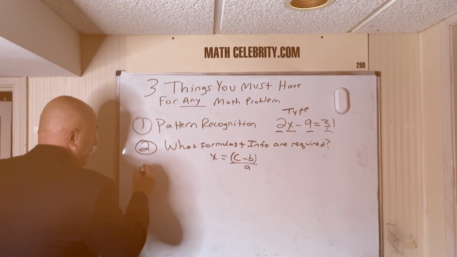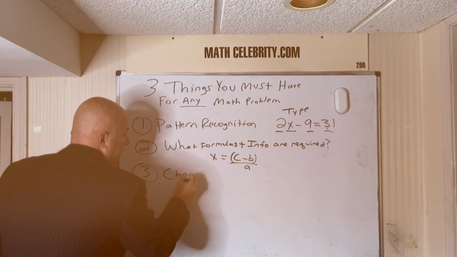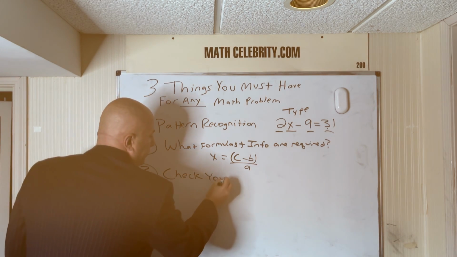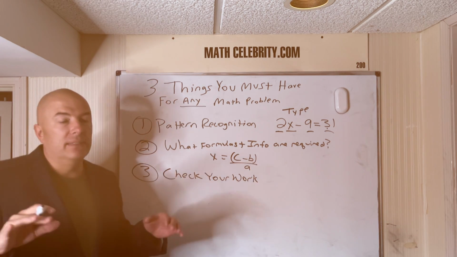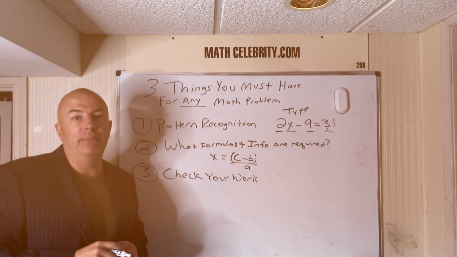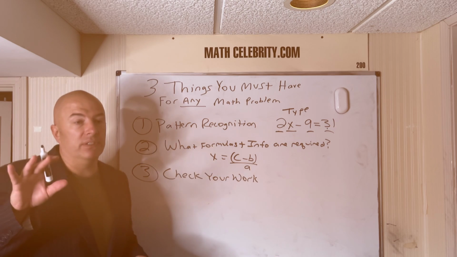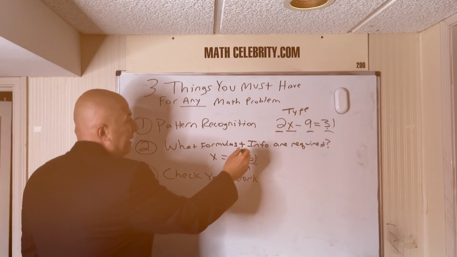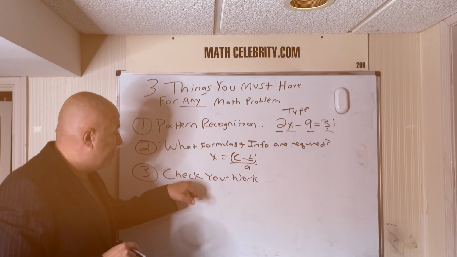So once you've identified the pattern and you know what formulas, info, and inputs are required, the last step is called check your work. As fast and as good as we may be, sometimes we go a little bit too fast, we miss some signs, we make silly mistakes. And this one's important because there's a lot of you out there that get the first two right, but you don't get this right.